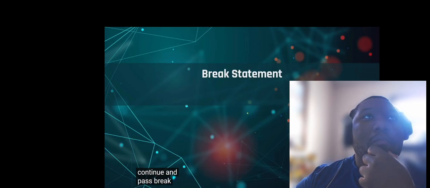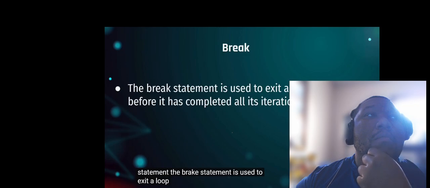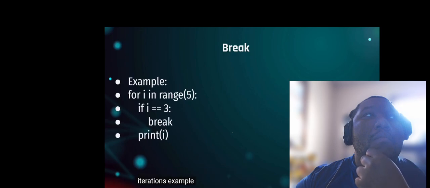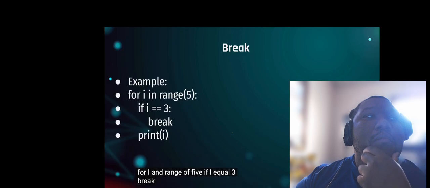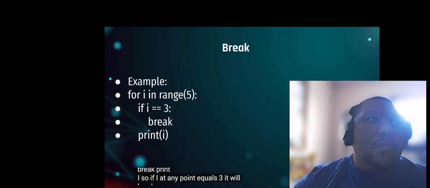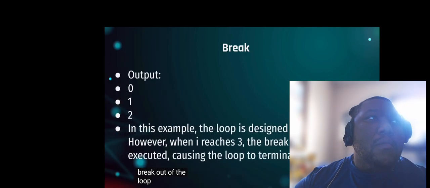Break statement. The break statement is used to exit a loop prematurely before it has completed all its iterations. Example: for i in range(5): if i == 3: break; print(i). So if i at any point equals 3, it will break out of the loop. The output would be 0, 1, 2.